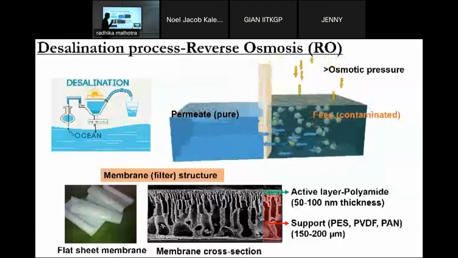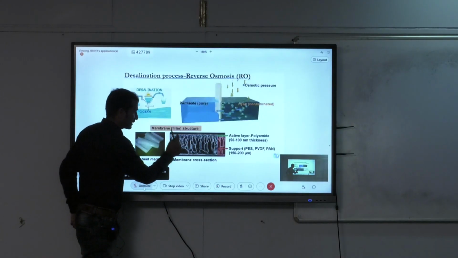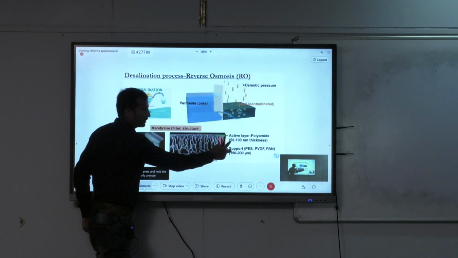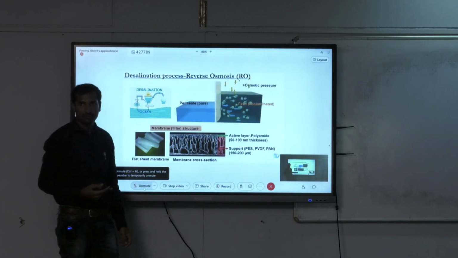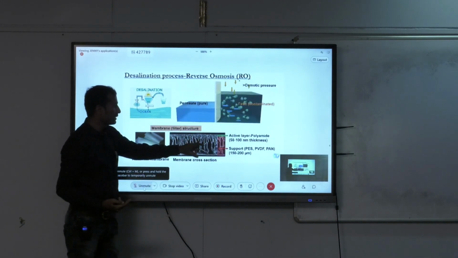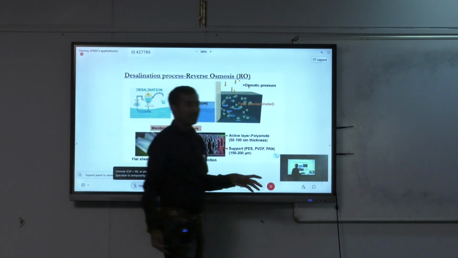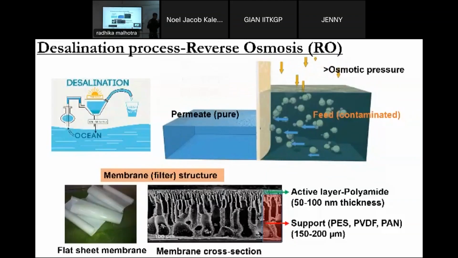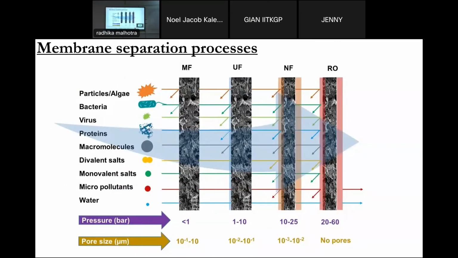All the separation process happens only on the skin active layer. This is about 50 to 100 nanometer thickness, and this support layer is about 150 to 200 micron, depending on the process. Some people make a very thin support layer, and some people extend it. It's based on the applications. Okay, all right, I think I should manage with this.